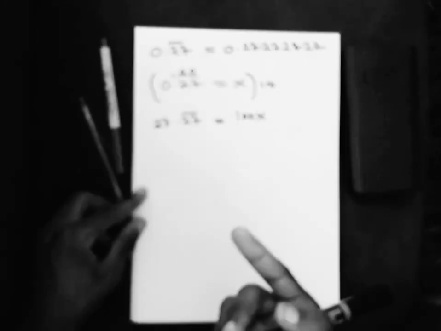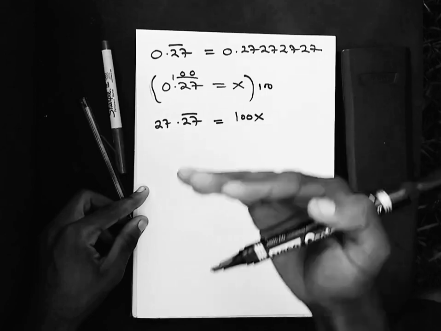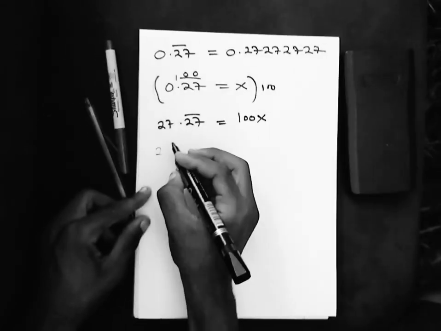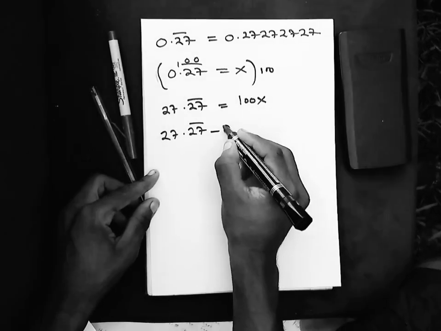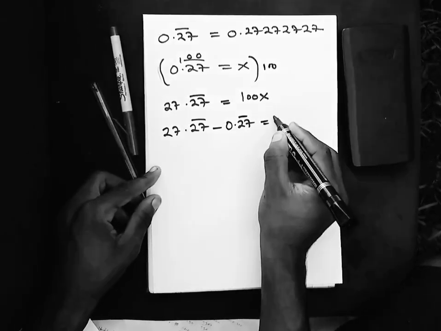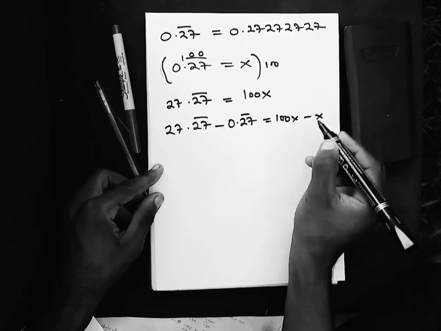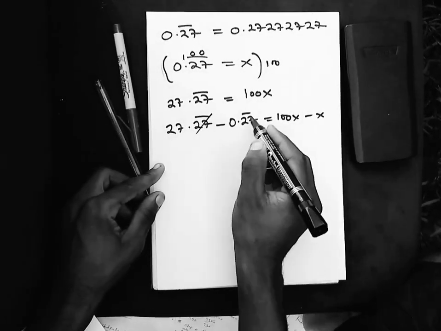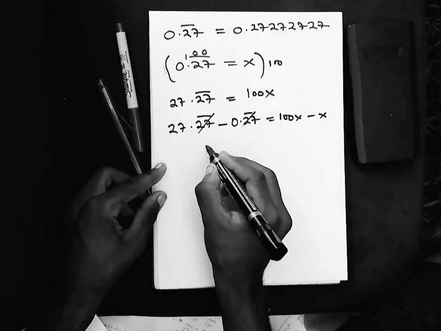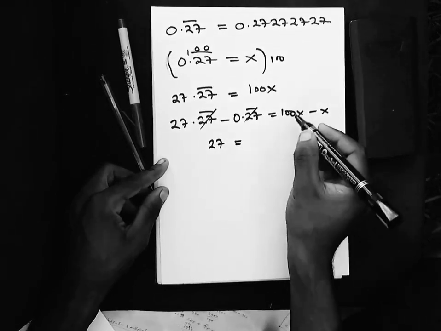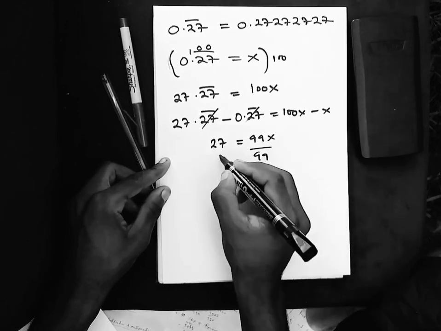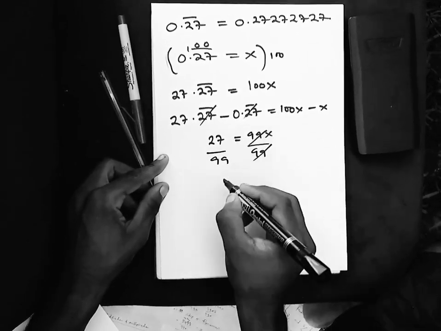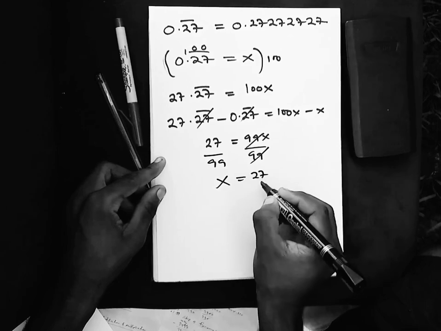Then you subtract. That's the third step, subtraction. You subtract the first equation from the second equation. So you're going to say 27.27 bar minus 0.27 bar should be equal to 100x minus x. And what do you get this side? You're simply going to get 27. 27 should be equal to 99x, so x is 27 over 99. And this is our value, 27 over 99.